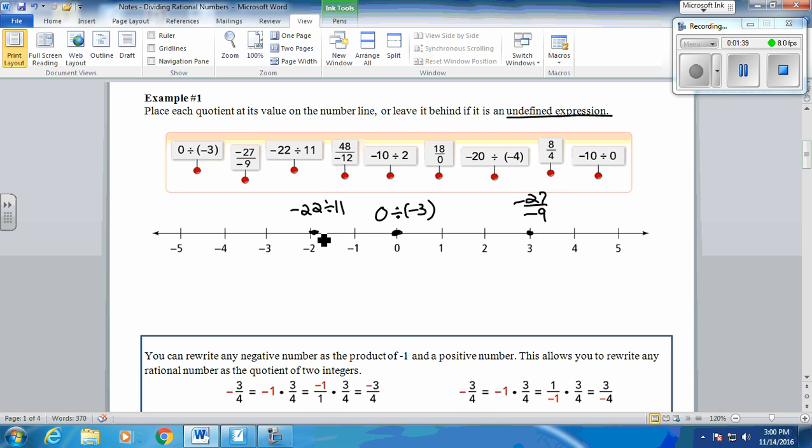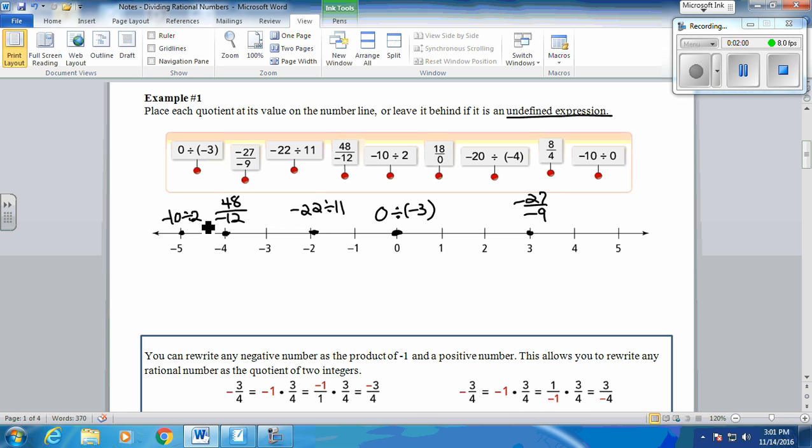48 divided by negative 12. Positive divided by a negative, again, gives us a negative. So I'll place it at negative 4. Negative 10 divided by 2. A negative divided by a positive gives us a negative. And again, 10 divided by 2 is 5, so it's negative 5.